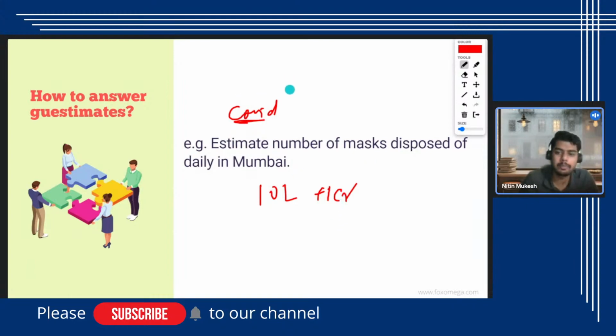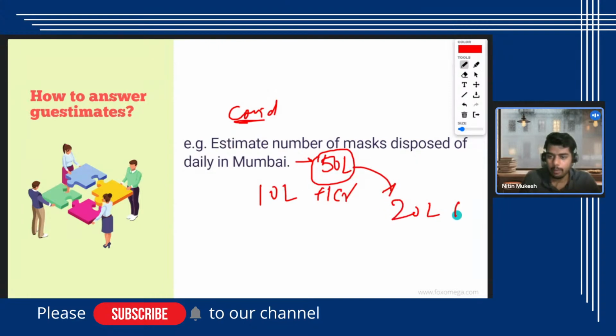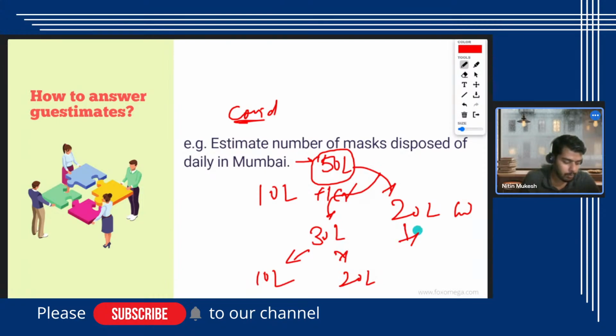So let's say we make an assumption about the population of Mumbai. Let's say, just as an assumption, 50 lakh people live in Mumbai. So this is a guess that you have made. Now you have to start estimating the number of masks using this. If 50 lakh people live there, let's say 20 lakhs are working people who need to go to office, and out of the remaining 30 lakhs, let's say 10 lakhs are children and 20 lakhs are people who are staying at home. So you can assume that the people who are going outside may require two masks.